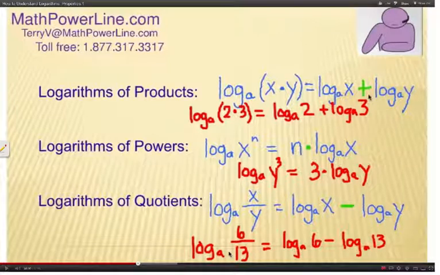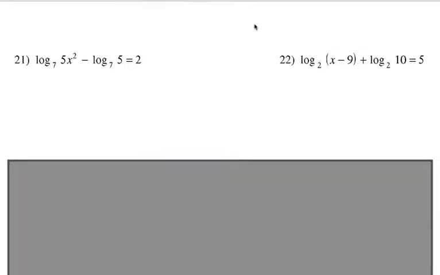Now we're going to have to use these properties to simplify these expressions, and in this video I've got two problems for you to try. Alright, here we go. 21 and 22. Take a look at what you've got there. Try to look at the structure of the way these equations are laid out, and give it a try. Pause it, try it on a piece of paper, and come on back.